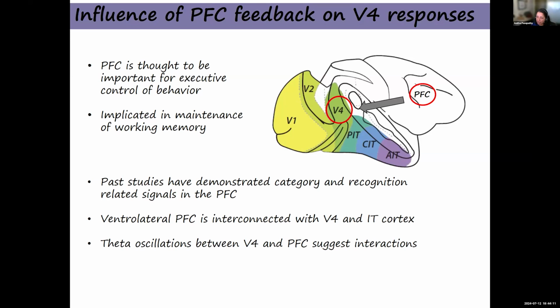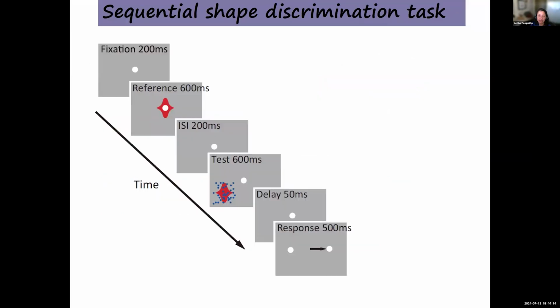So to study prefrontal cortex, we set out by designing a sequential shape discrimination task. And the sequence of events in that task are shown in this slide. Each trial begins with the presentation of a fixation spot, followed by the presentation of a reference stimulus at central fixation. And then after a delay, a test stimulus is presented in a peripheral location. We designed it this way because we wanted to present the stimulus in the receptive field of the V4 neurons as well.